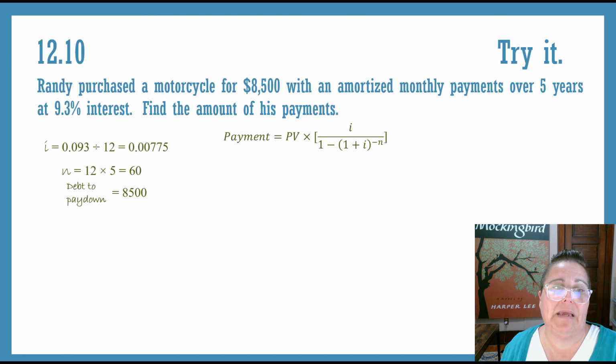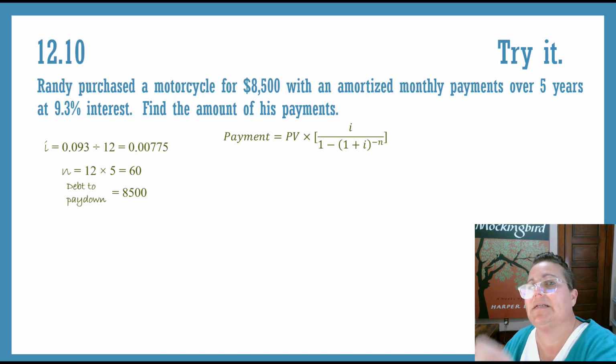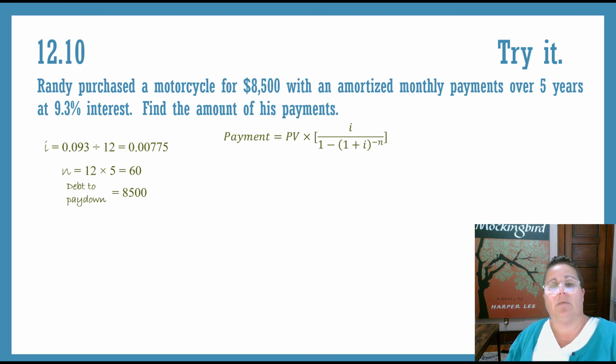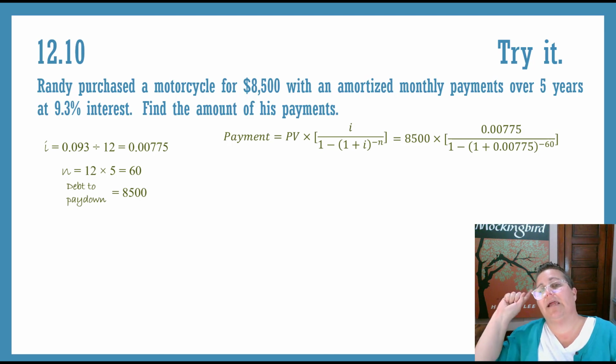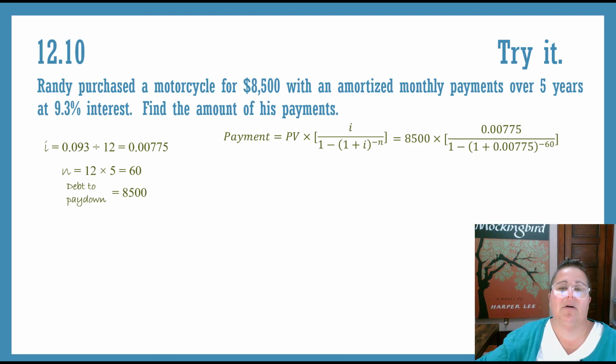We'll calculate Randy's payment using the amortization formula: present value times the brick of i divided by 1 minus the quantity 1 plus i to the negative n. We substitute our known values into this formula, so we'll have 8,500 times 0.00775 divided by the entire denominator of 1 minus (1 plus 0.00775) to the negative 60th. Order of operations, I'm going to do this bit first.